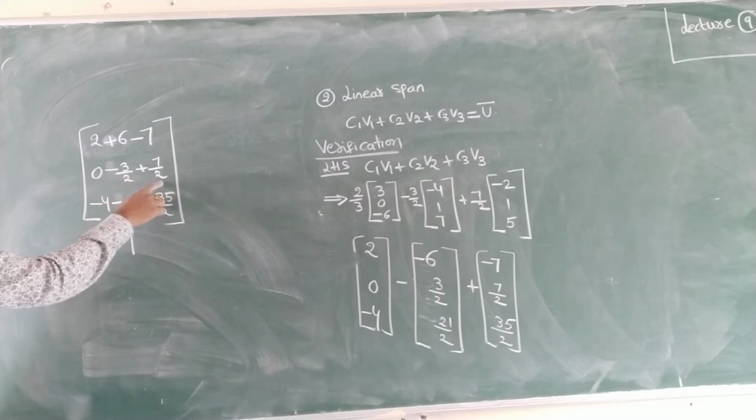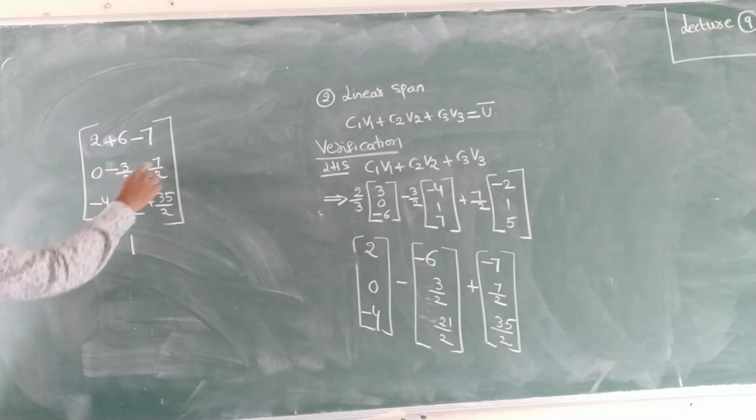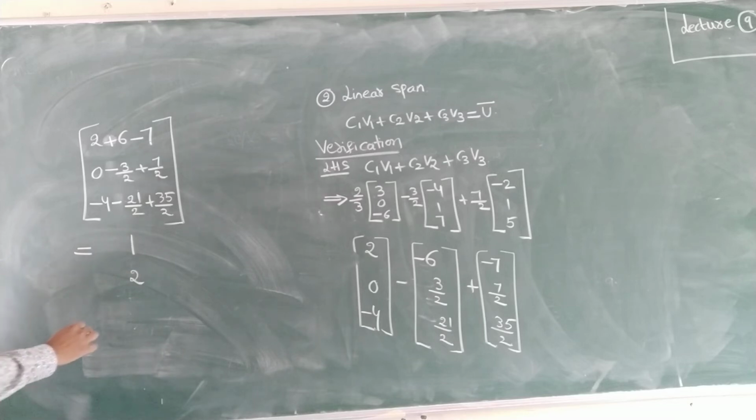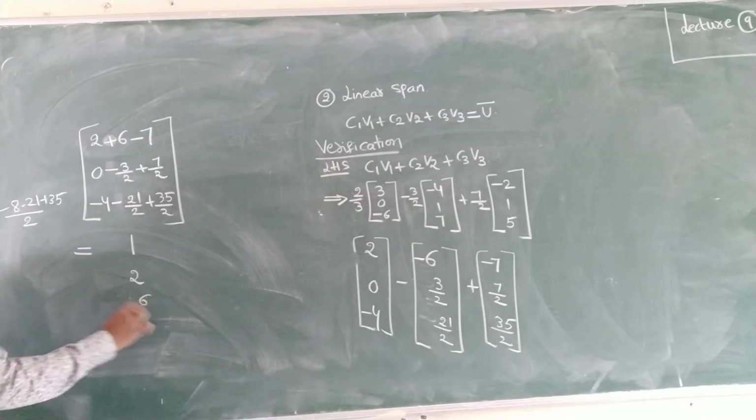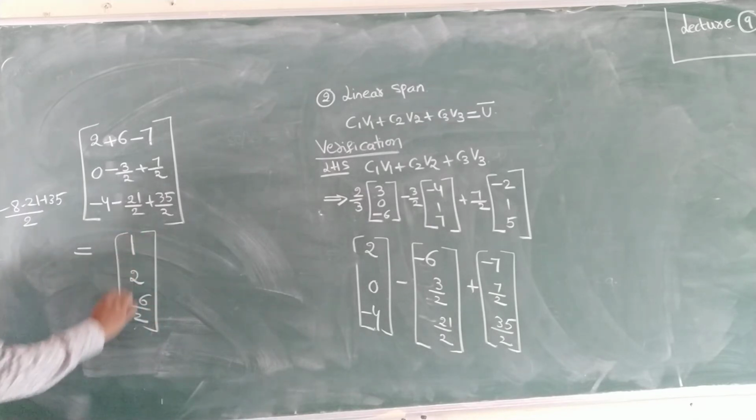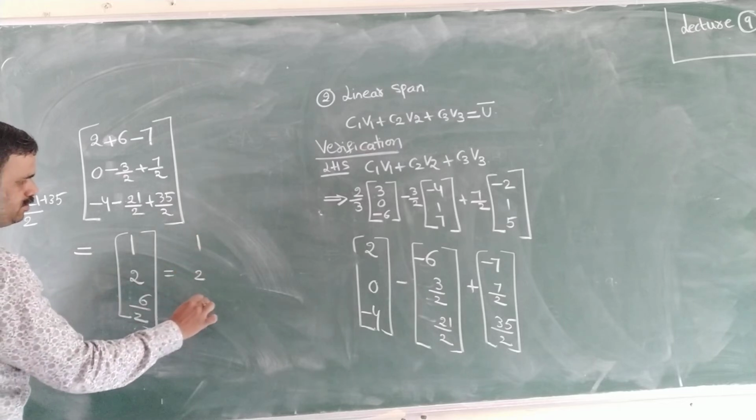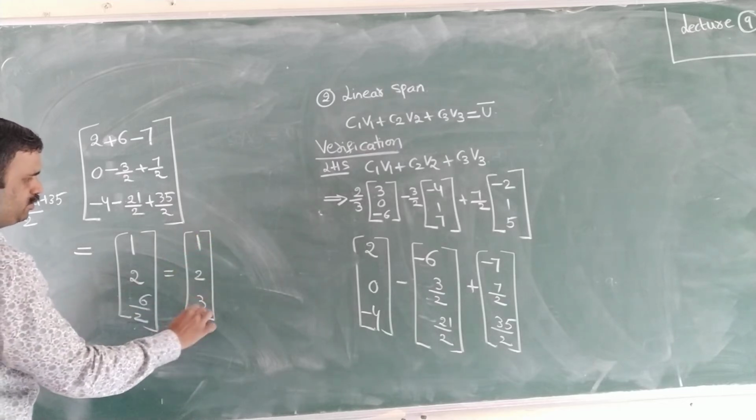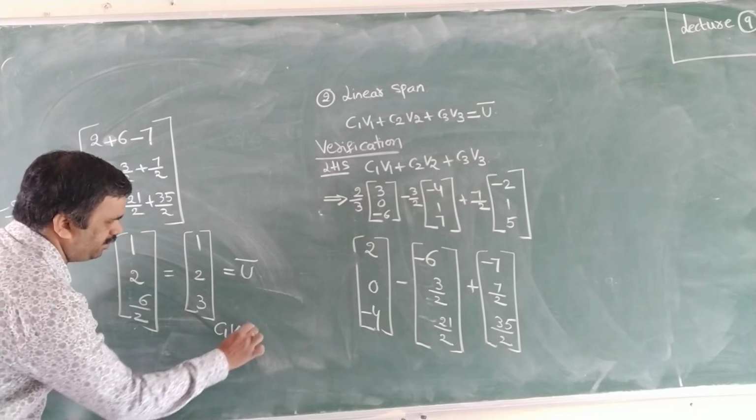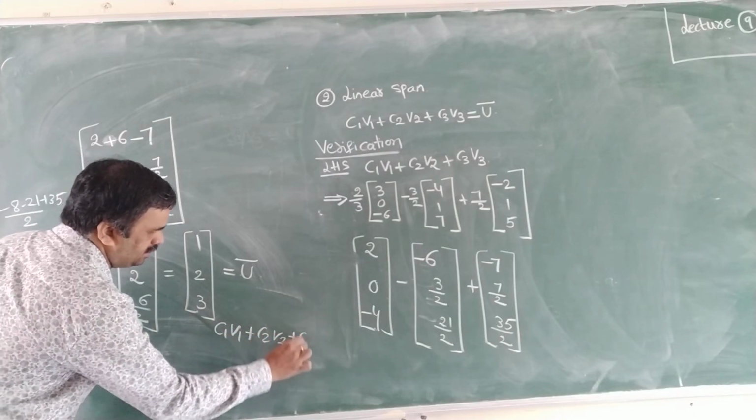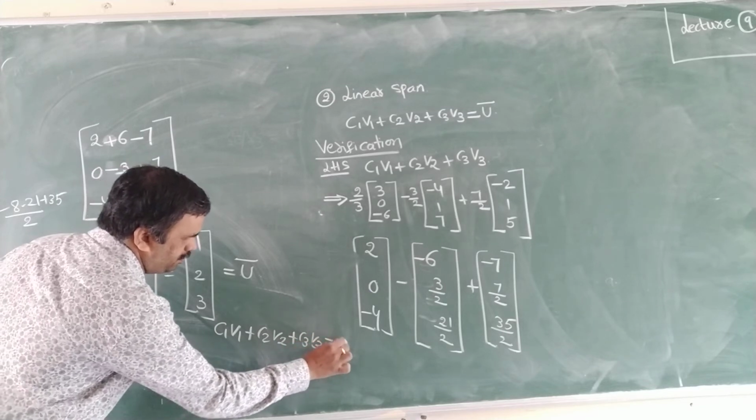This is also the same: minus 3 plus 4, that is 4 by 2, 2. And again here, taking s plus 2, we get minus 6 minus 21 plus 35. Now we get 6 by 2, so 3. So we get 1, 2, 3, equal to u bar. Therefore C1 V1 plus C2 V2 plus C3 V3 is equal to u bar.